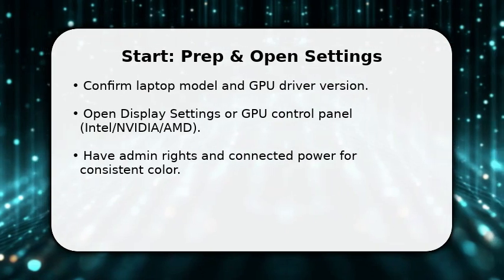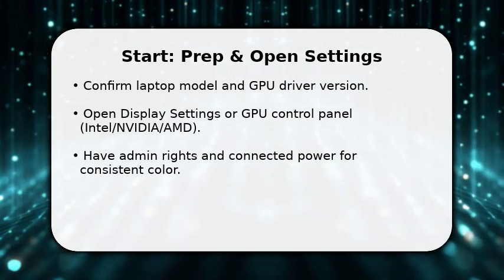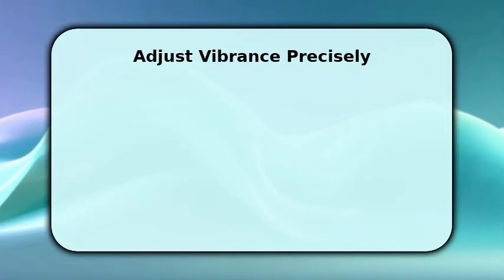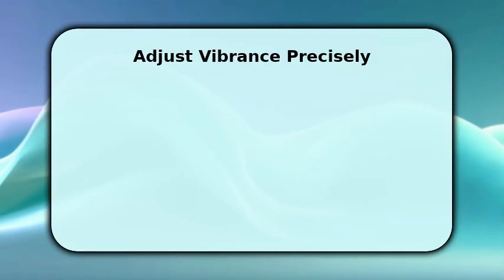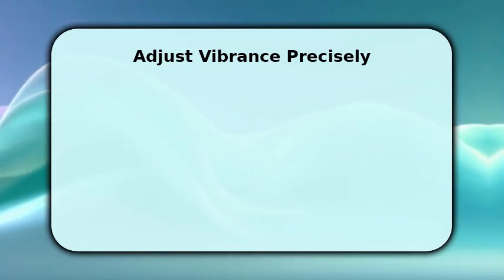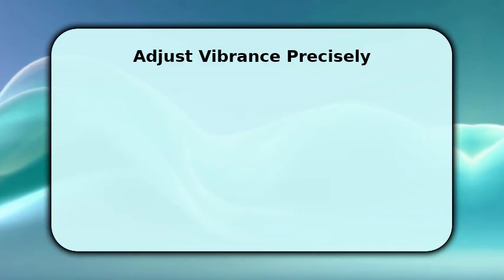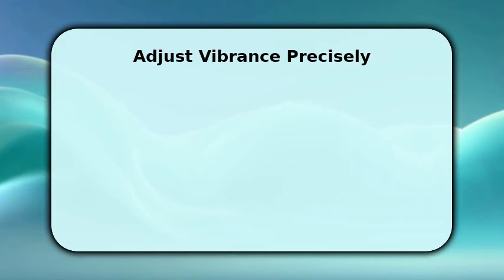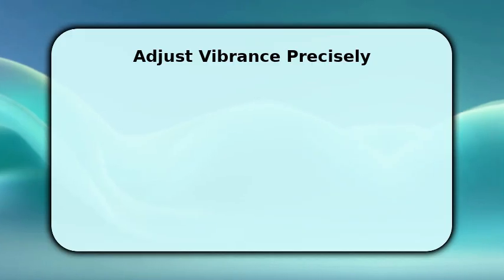Now locate Color or Display options to reveal saturation, where you'll modify the Vibrance slider itself, which may be labeled Vibrance, Saturation, or Digital Vibrance depending on your GPU. You should change values in small steps, around 5%, so you can judge impact without oversaturating skin tones or UI elements. As you move the slider, observe real content: photos, video, and desktop icons. This shows how colors shift in practice.